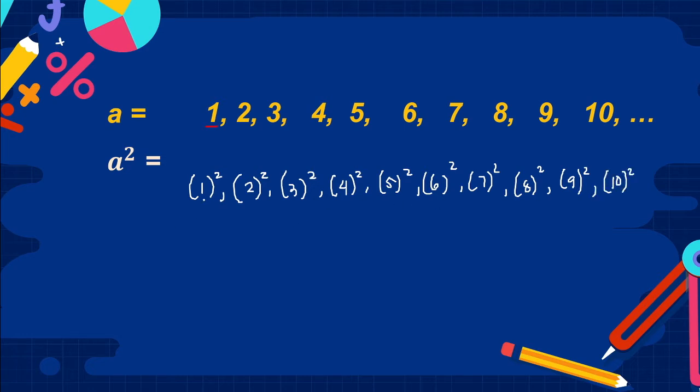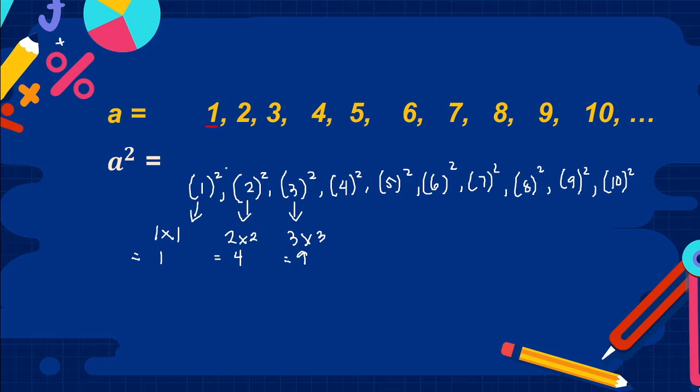If we expand this expression, 1 quantity squared is equal to 1 times 1. We multiply 1 by itself, so the answer is 1. Expanding 2 quantity raised to 2 means 2 times 2. We multiply 2 by itself, the answer is 4. And 3 quantity squared means 3 multiplied by itself, so the answer is 9.